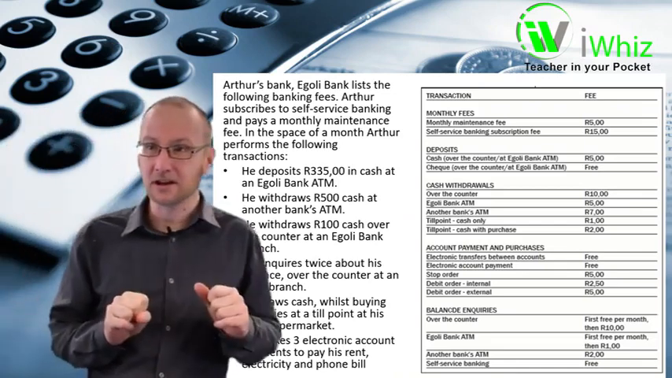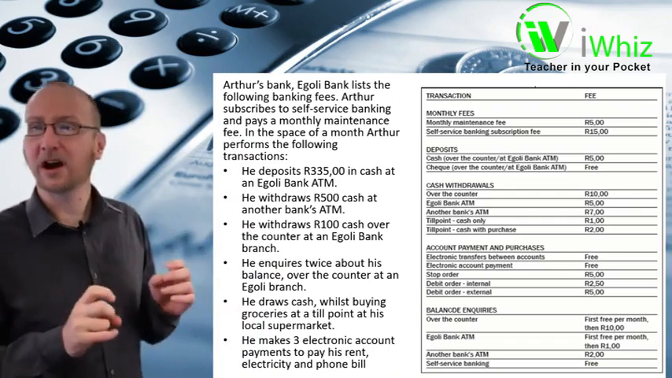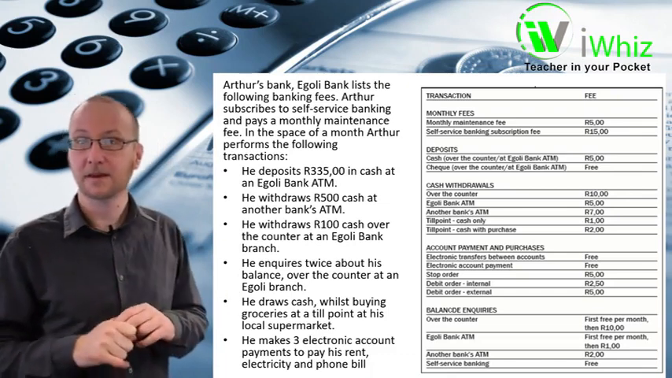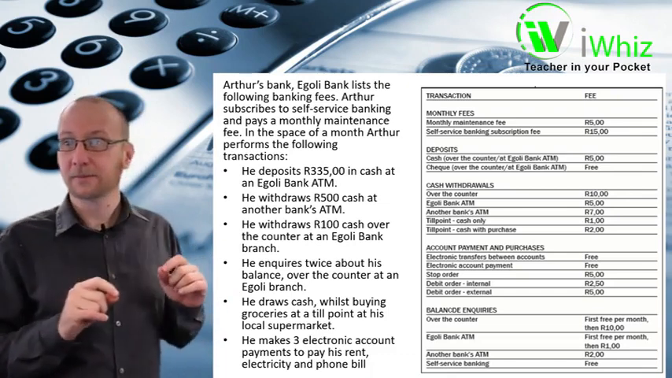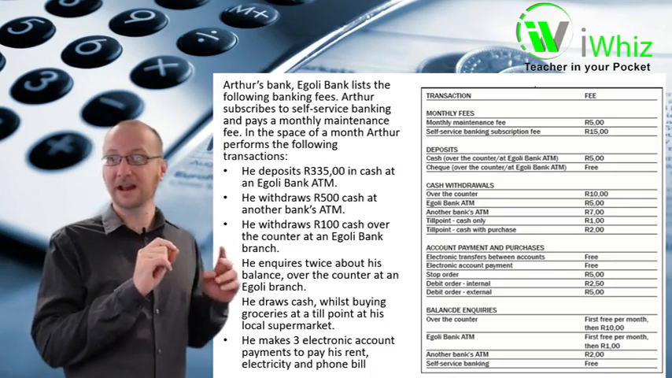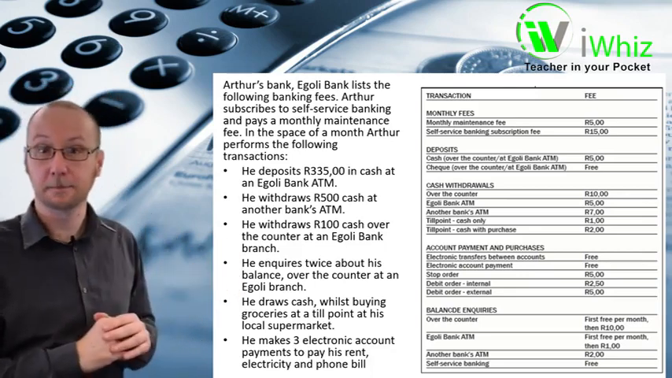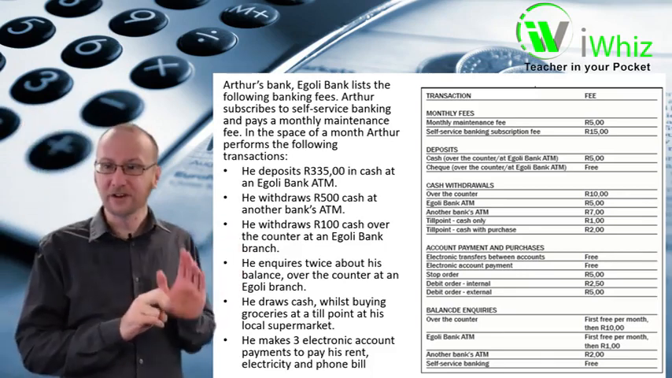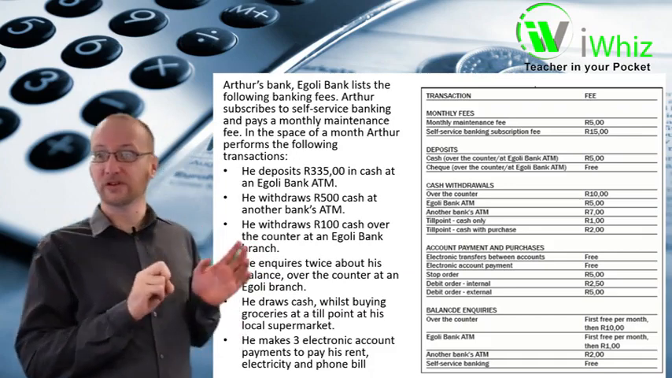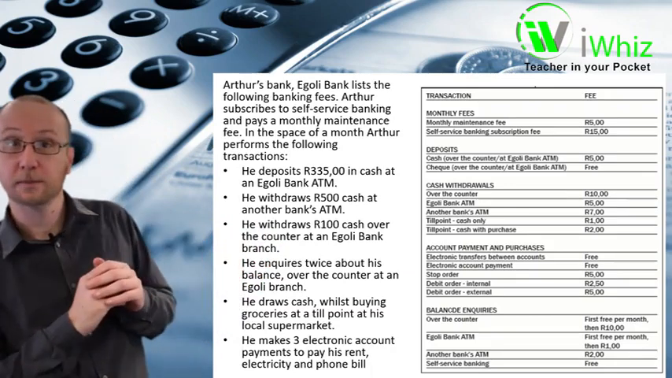Arthur's bank, Egoli Bank, lists the following banking fees. Arthur subscribes to self-service banking and pays a monthly maintenance fee. In the space of a month, Arthur performs the following transactions. He deposits 335 Rand in cash at an Egoli Bank ATM. He withdraws 500 Rand cash at another bank's ATM. He withdraws 100 Rand cash over the counter at an Egoli Bank branch.